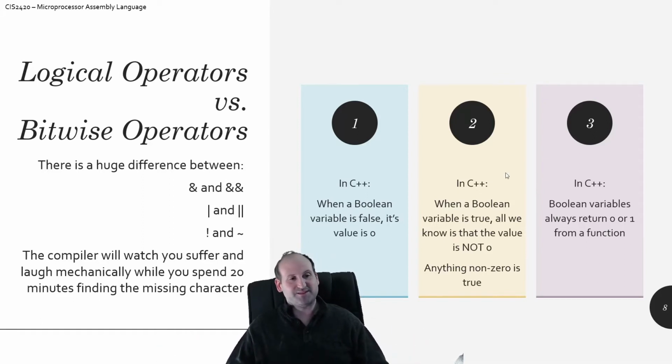So when it comes to Boolean values in C++, a Boolean false is a 0 value. And normally we would say a Boolean value is true or false, off or on, which is 1 bit of storage.